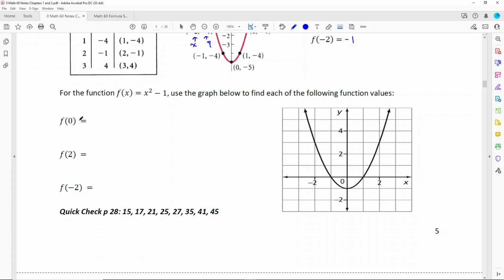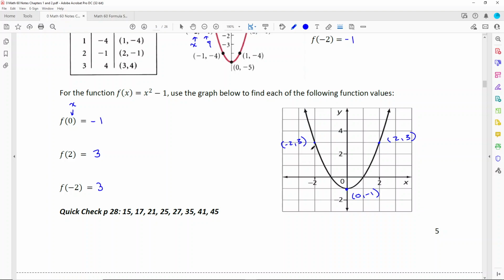So hopefully you're coming back, and we said, okay, when the x value is 0, we have a point here, 0, -1. So the value of your function at 0 is -1. What's the value of your function at 2? Well, we have a point here, 2, 3. So the value of my function at 2 is 3. And then over here, what's my value of my function at -2? At -2, again, I have a y value of 3.